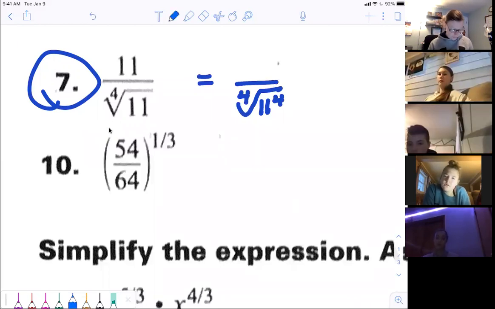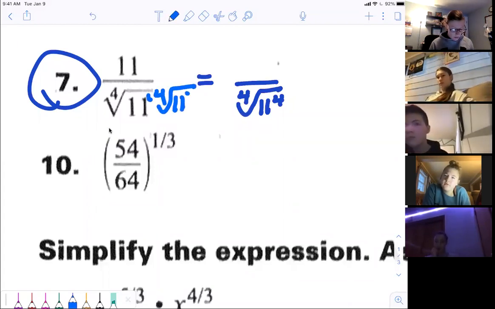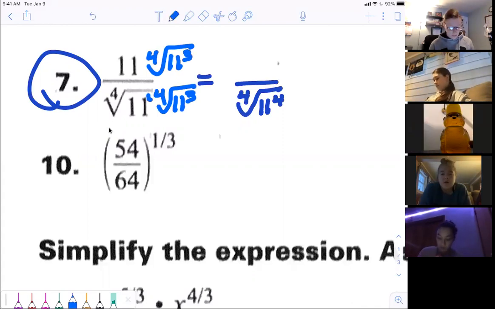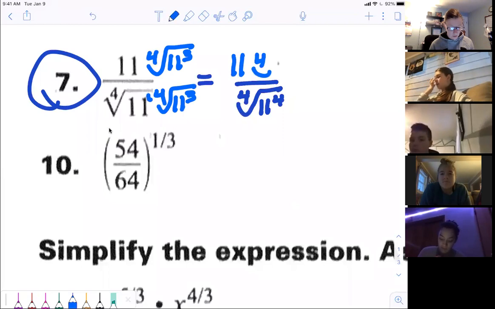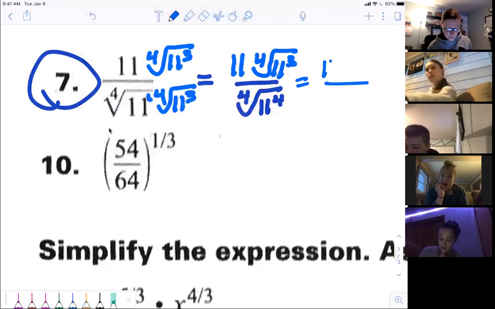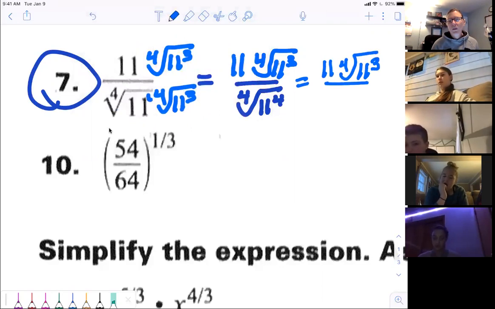4th root of 11 to the 3rd. Yeah, so there already is 11 to the 1st there. So we multiply it by 11 to the 3rd. Whatever you do to the bottom, I need to do the same thing to the top. So now my top says 11 and then the 4th root of 11 cubed. I think I need to make my marker smaller here. So Ella, in the denominator, what do we now have? Just 11. Yeah, just 11. So the denominator is now just 11. That's what happens when you rationalize the denominator.